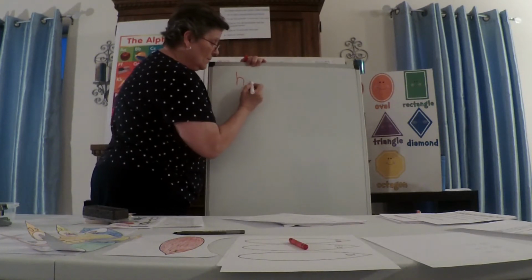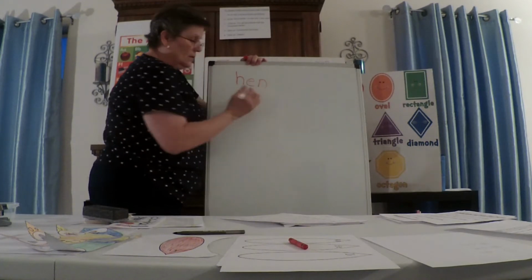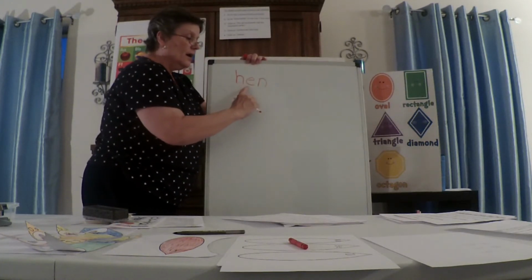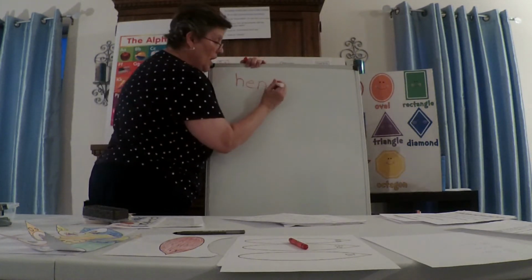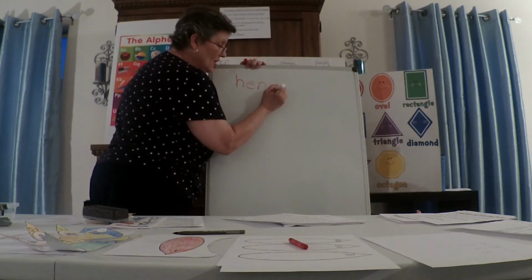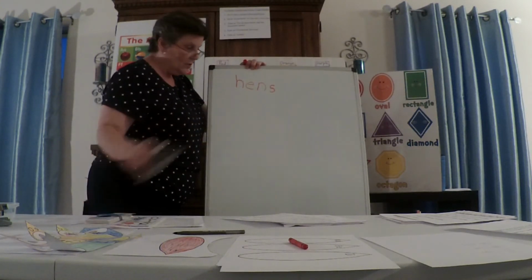H. And N. Let's try it. H, N. Hen. But in our story, there's more than one. So we will put an S on that. Hens. Hens. More than one.